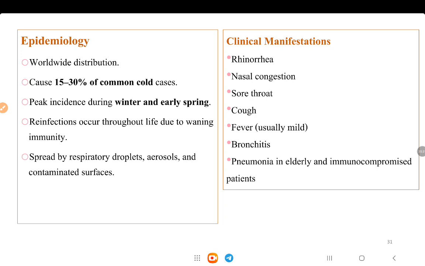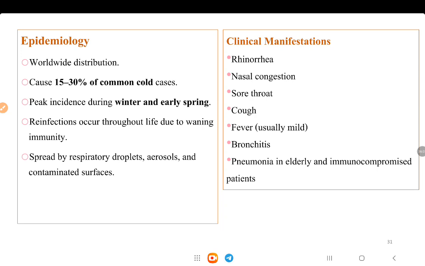All of these seasonal coronaviruses circulate in different parts of the world, especially during the winter. All the serotypes of the coronavirus are circulating all over the world, especially in the winter season. People can become infected many times throughout life because immunity decreases over time.